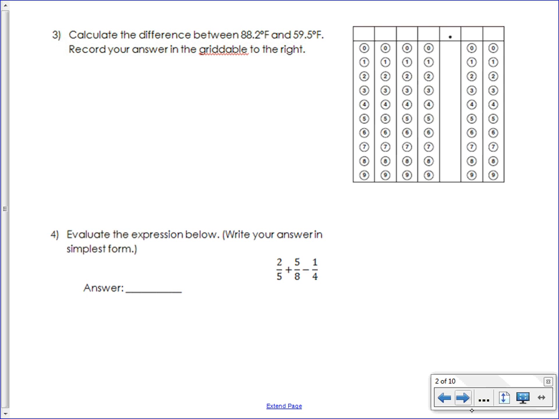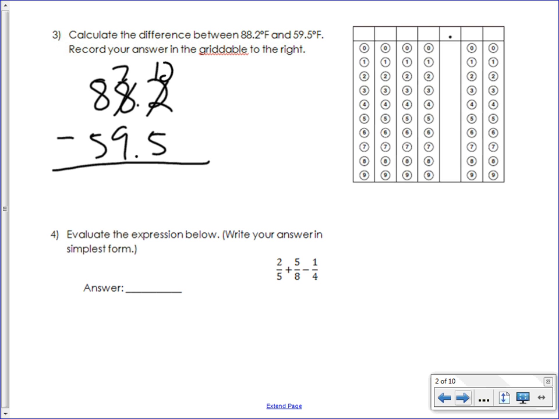Number 3, calculate the difference. Difference is subtraction between 88 2/10 and 59 5/10. So I'm going to start with 88 2/10 minus 59 5/10. I've got to borrow from the 8 and make it 7. 12 minus 5 is 7. Carry down my decimal. I've got to borrow from the 8.